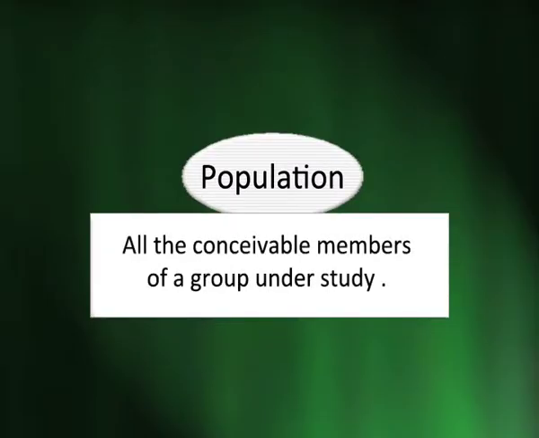These days, the main use of statistics is to draw inferences about the unknown parameters of the population by selecting a representative sample from this population, studying only the sample, and then drawing inferences about these population parameters. Here, population means all the conceivable members of a group under study.